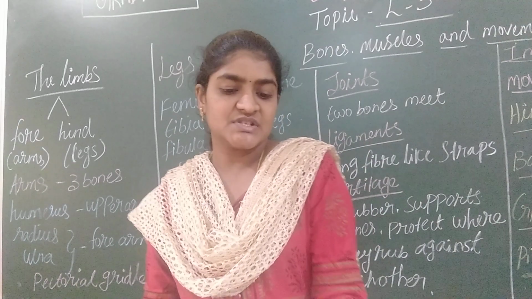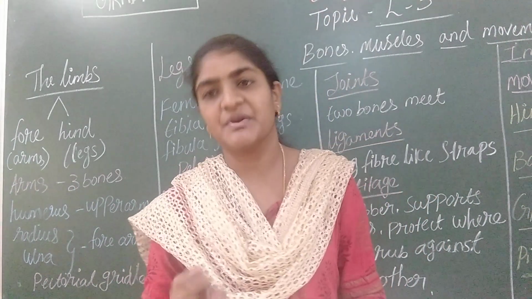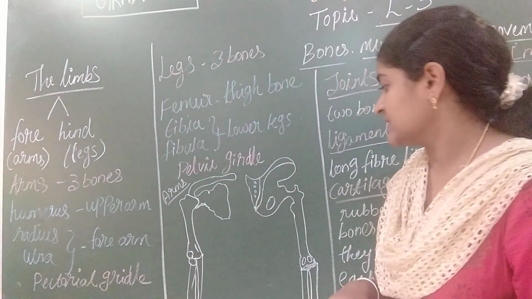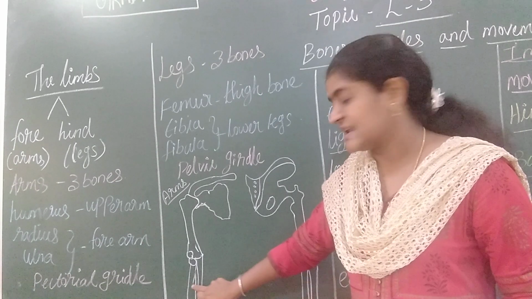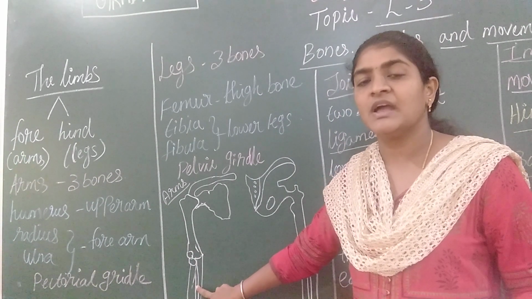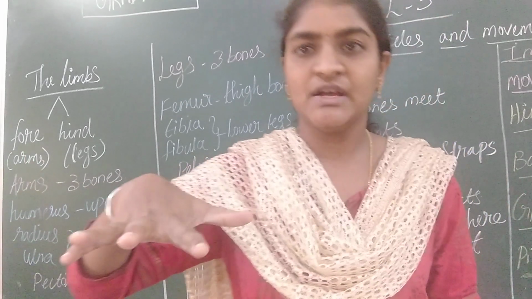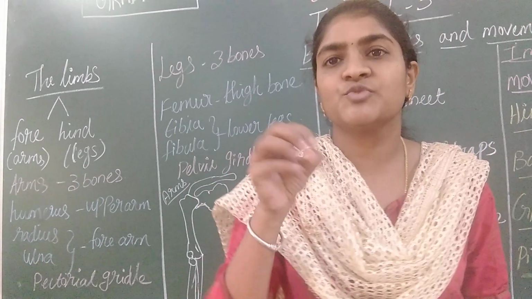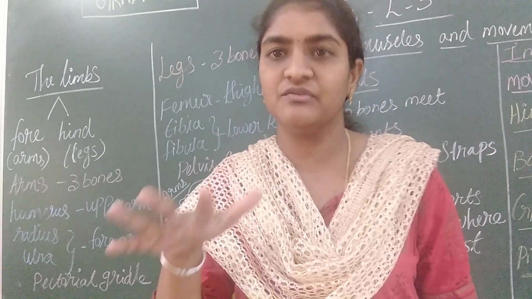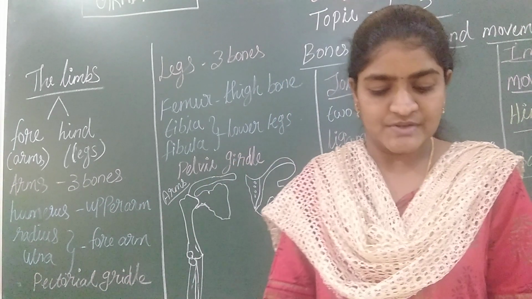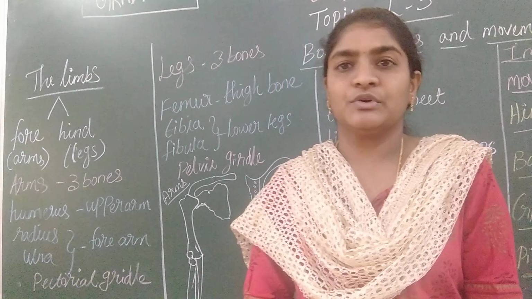Next, beyond the forearm, many bones make up the wrist, palm and fingers. So here we can see this is the humerus bone and this is the radius and ulna. And below we have the finger bones, right? Many small tiny bones join together and form the finger and wrist. Here the forelimb is attached to the pectoral girdle.